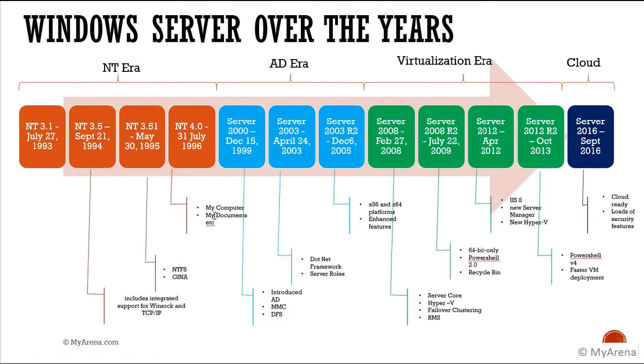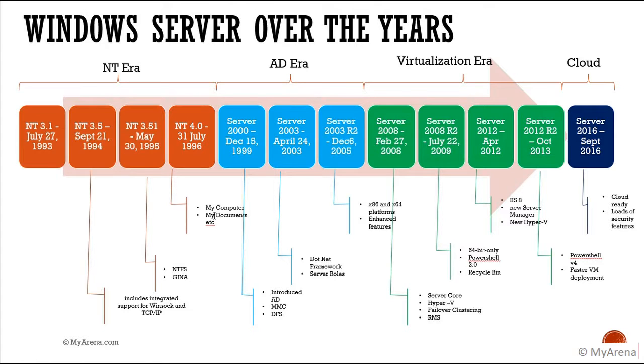Then, starting with the year 2000, when Server 2000 was launched, it started something called the AD era, or Active Directory era. That was the first flavor of Windows Server when Active Directory was introduced, along with MMC and DFS. Gradually, Microsoft kept adding new features to the server operating system. In 2003, Windows Server 2003 was launched, and so was 2003 R2 in 2005.